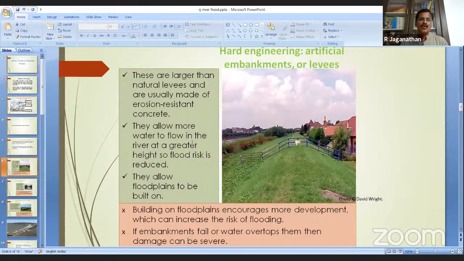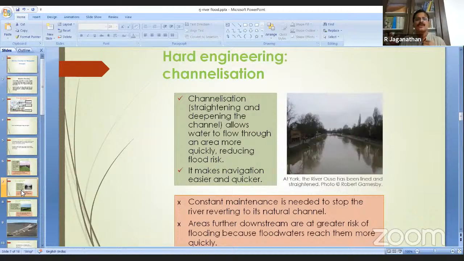community. So building on floodplains encourages more development, which can increase the risk of flooding. So if embankments fail or water overtops, then damage can be very severe. So there's a need to have artificial embankments and levees so that we'll be able to protect the riverine ecosystem.